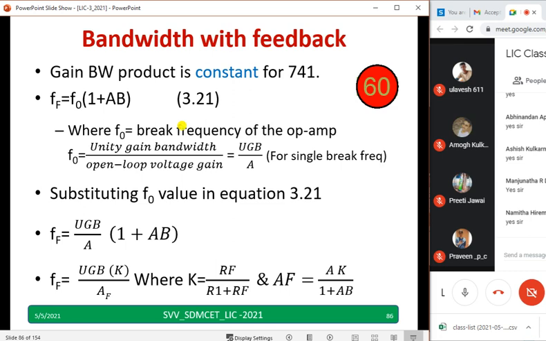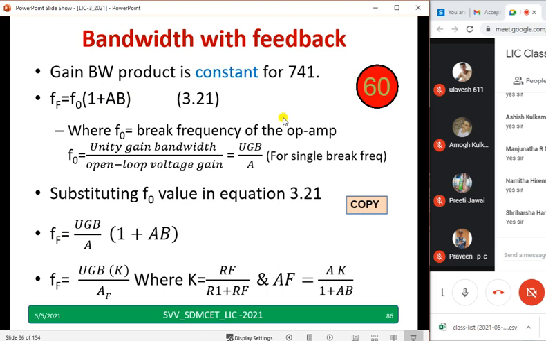Bandwidth with feedback we have already discussed in the previous case. Gain bandwidth product is constant for 741, and FF equal to F naught into bracket 1 plus AB. This we have discussed, and substituting the F naught value which you have in equation number 3.21, we get UGB by (1 plus AB). Even though the A's cancel, automatically FF will be more compared to the simple F naught. So this is the bandwidth with feedback.